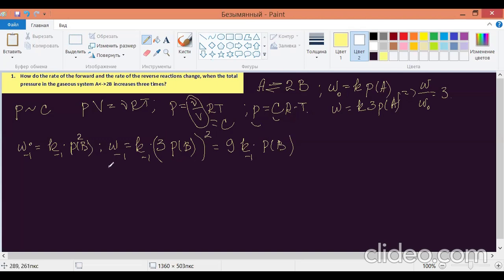And if we divide this by this, the k and the P of B squared, of course, cancel each other, and we will get 9. And we can write that the reverse reaction rate will increase 9 times. You see, the forward reaction rate increases 3 times, but the reverse reaction rate will increase 9 times. That's it. Thank you.